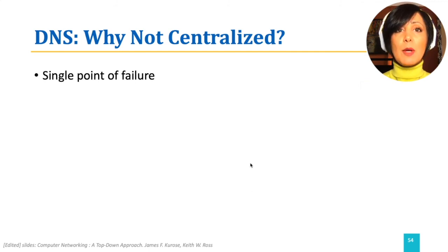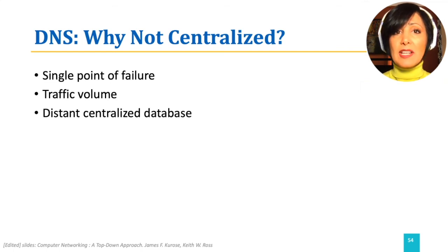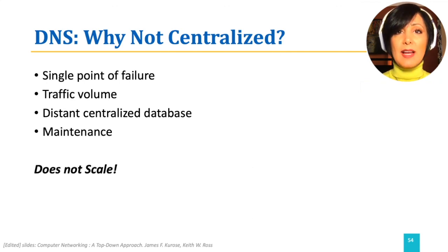Second, the volume of traffic sent to that centralized point would be unmanageably huge. Third, the centralized server will be located in one place, and therefore, geographical distribution of requests will cause large amounts of delay. Fourth, ensuring all records are correct and updated will need huge maintenance efforts. Therefore, the centralized solution is not scalable, and therefore DNS is distributed by design.